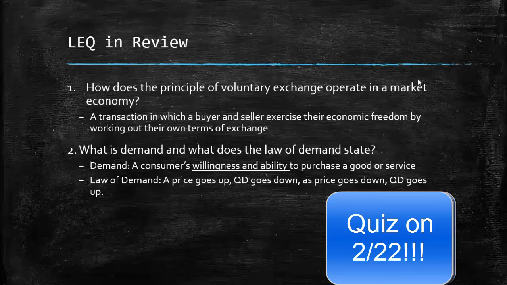They can make a profit at $200 for a pair of Jordans. And I, by myself, the government did not tell me, Foot Locker did not tell me. I said, you know what? I'm willing and able to buy Jordans for $200 as they are going to bring me happiness. All right, number two. Number two is the most important LEQ. That's going to be what we're working with for the next several days. What is demand and what does the law of demand state? Again, demand is a consumer's willingness and ability to purchase a good or service, and the law of demand: as price goes up, quantity demanded goes down. As price goes down, quantity demanded goes up.